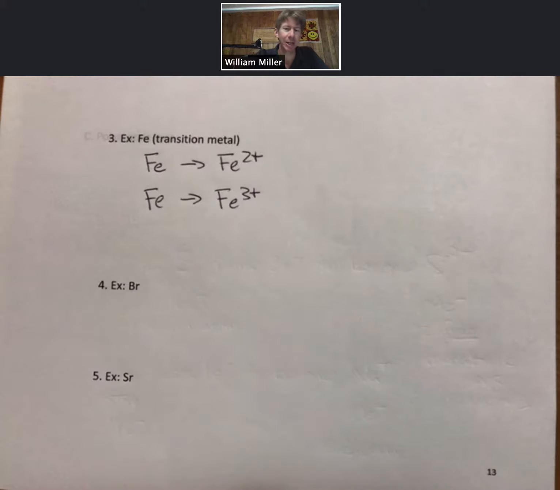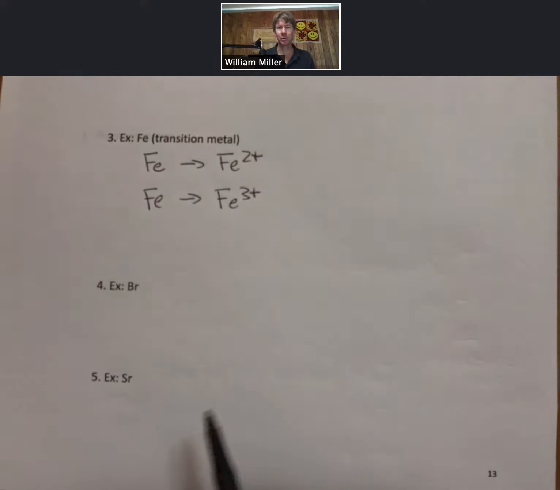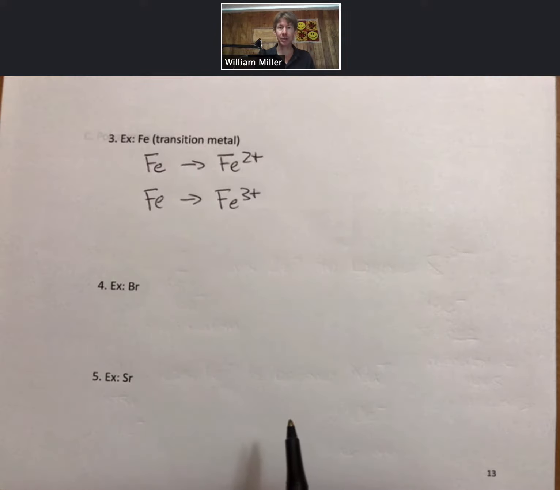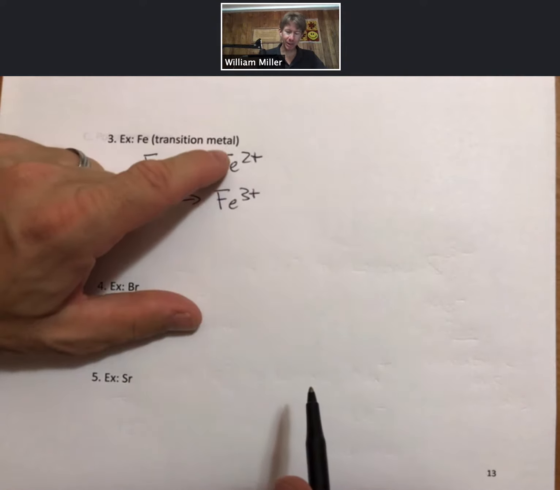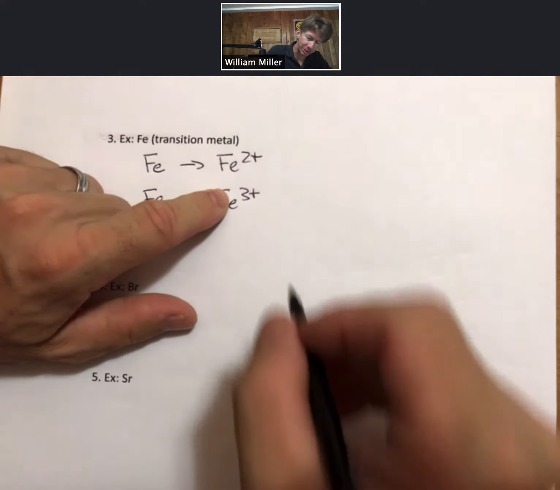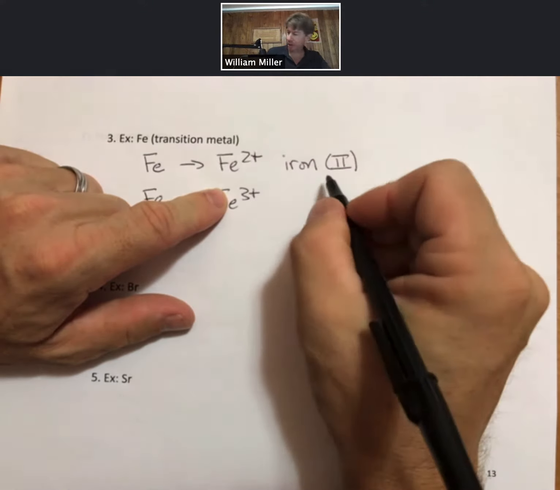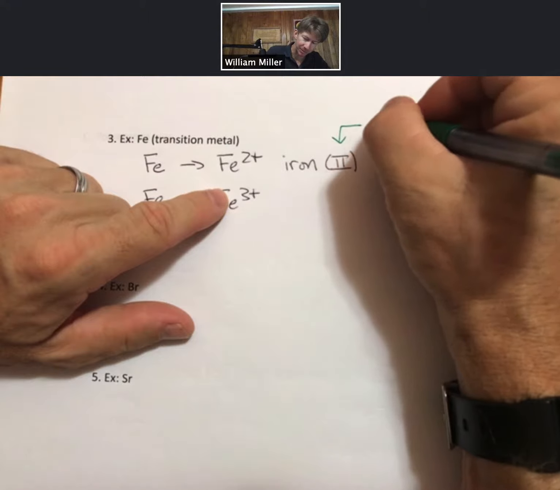And again, I don't care if you write it +2 or 2+, +3 or 3+. Typically, it's written 2+ or 3+. And so now, first off, we cannot use that rule about the nearest noble gases. It gets a little more complicated, and we'll talk about that more later in the course. And the other thing is, these two ions have different names, nomenclature-wise. This is going to be iron with the charge in Roman numerals, in capital Roman numerals.